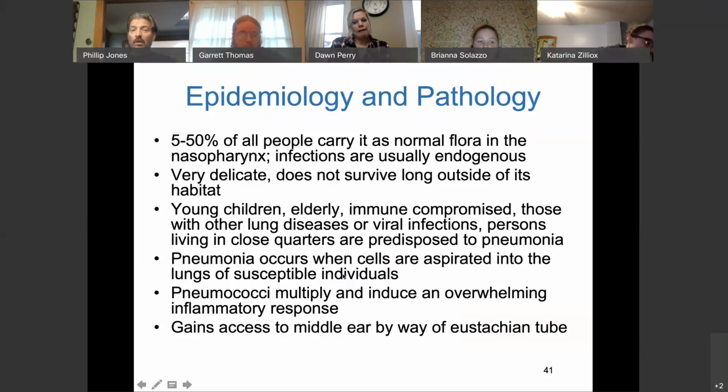All right, pneumonia occurs when cells are aspirated into the lungs of susceptible individuals. Like I said, it's in your lungs, or you cough, or it's on a utensil, and you have to aspirate it into your lungs, deep down in the alveolar, where the oxygen concentration is diminished, and there's some kind of compromised alveolar. Pneumococci multiply and induce an overwhelming inflammatory response. This is what perpetuates it. Causes an inflammatory response, very, very fluid, very, very wet.